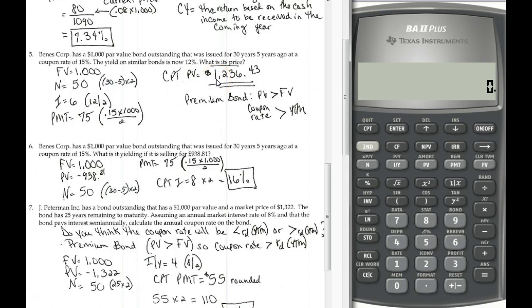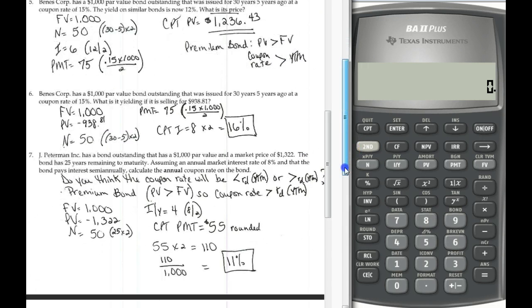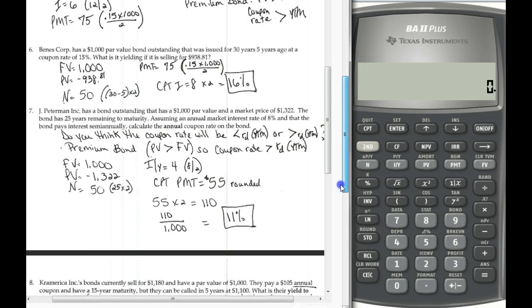Compute the present value to find that the bond's current selling price is $1,236.43. It's a premium bond. The coupon rate is greater than the yield to maturity, and the present value is greater than the future value. Question number 6.